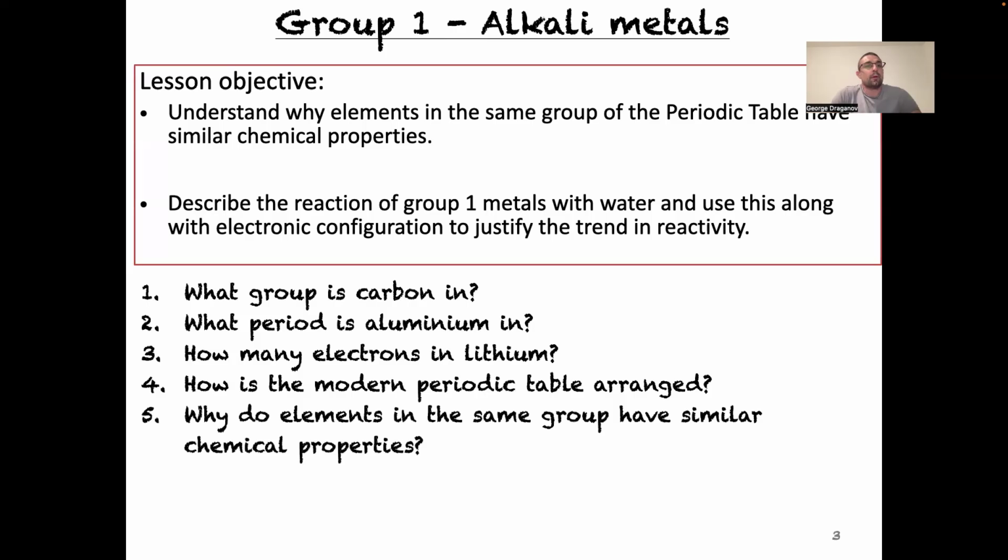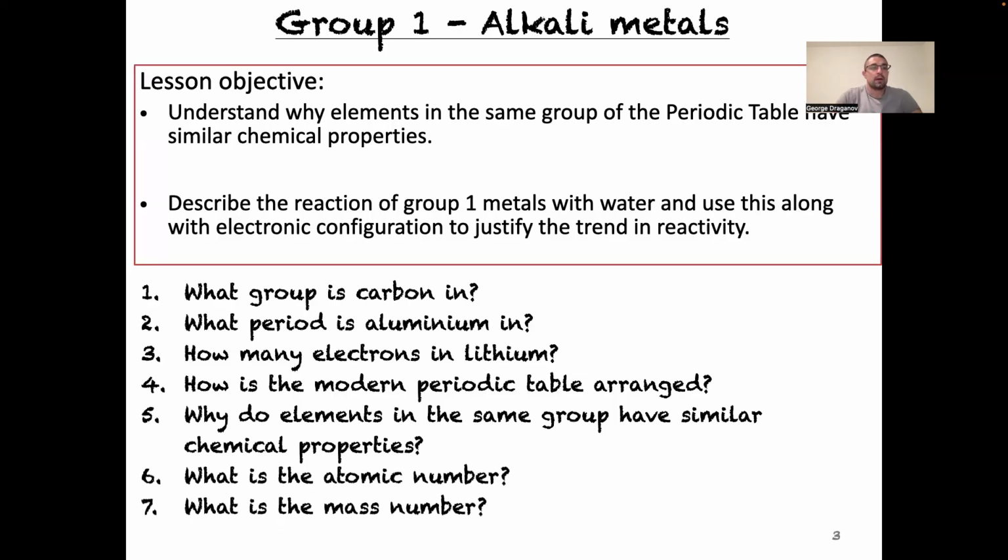Why do elements in the same group have similar chemical properties? Well, we've been over this. The same number of outer electrons. Number of protons plus neutrons. And this will be 19 minus 9, which is 10 neutrons.